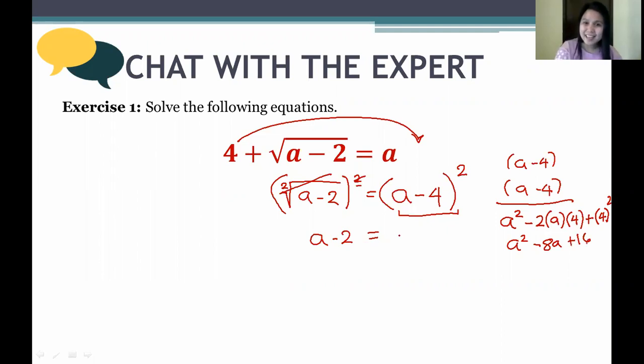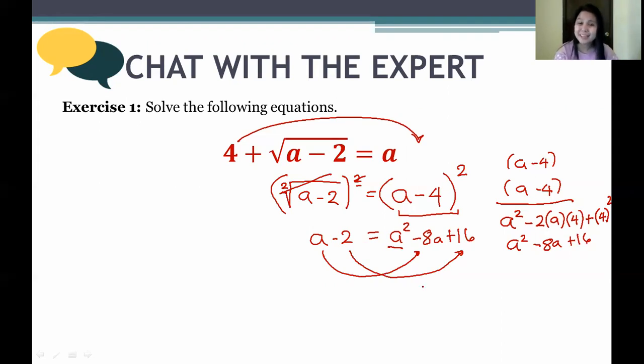Let's copy it. A squared minus 8a plus 16. Then we combine like terms. We now have a quadratic, right? So we make it positive. Let's transfer the rest to the other side. I'm not distributing, I'm transferring. Or we say transposition. So a squared minus 8a, transfer a, negative a.